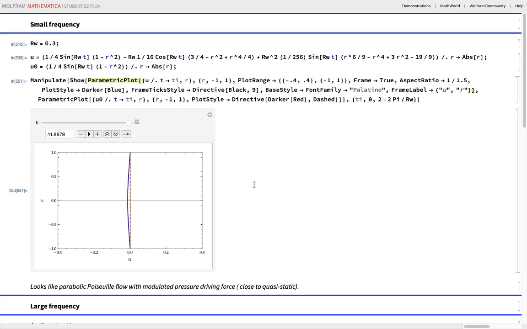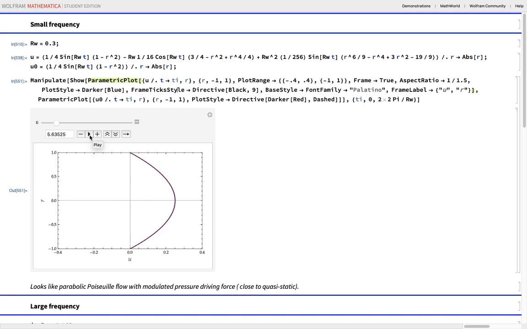So this is really the behavior that the system shows in the small frequency limit, which really looks parabolic most of the time. It's almost quasi-static, but there is just some lag that arises as a correction due to finite R omega. Okay, but really the behavior is more or less close to parabolic and what you'd expect.